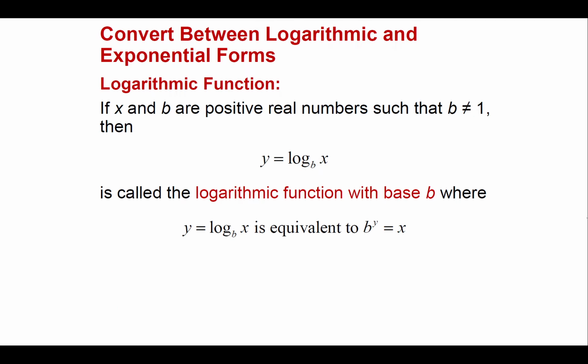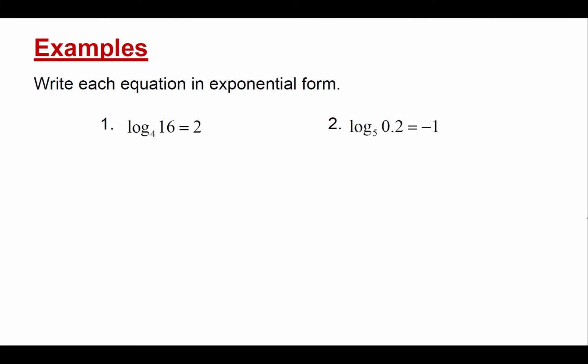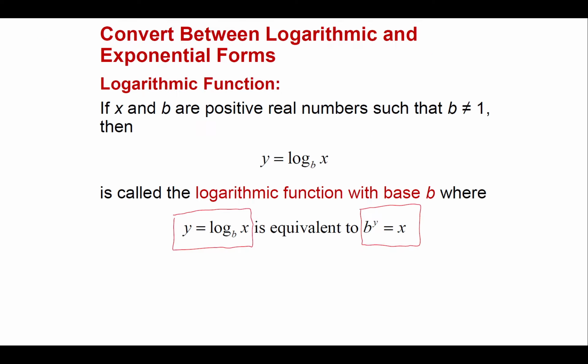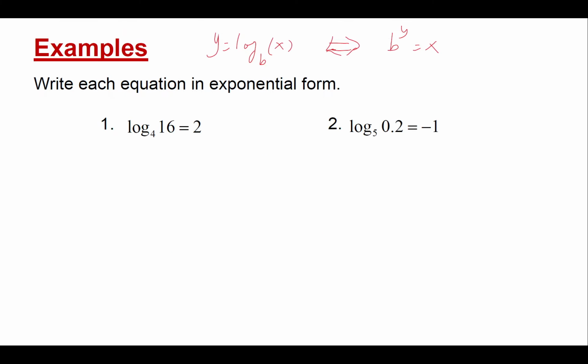So we have this equivalency. This is in the log form and this is in the exponential form. If you have the log form, you can always use the values of b, x, and y to go to the exponential form. If you have the exponential form, you can always go to the log form. They are equivalent forms. For example, let's say you have the log form here. Remember, y equals log base b of x is equivalent to b to the power y equals x. So compare this one with this one. So y is 2, x is 16, and the base is 4.